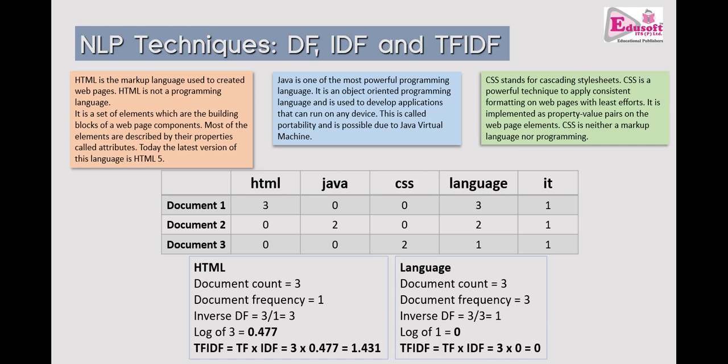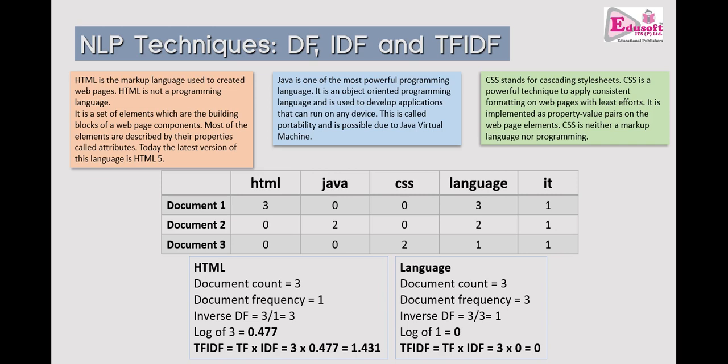For example, if you see here, HTML is here. If we take the example of HTML, how many documents are there? 3 documents are there. HTML is appearing in only 1 document. So this is the difference between document frequency and term frequency. Then we move on to something called inverse document frequency, which is calculated with the help of document frequency and term frequency.